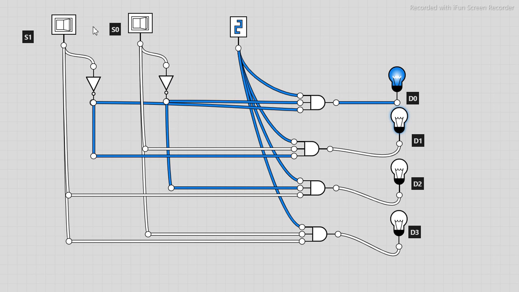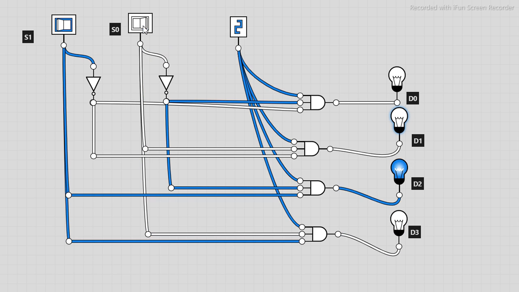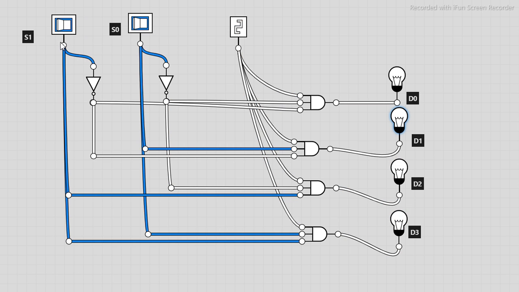When 0 0, the output D0 is 1. 0 1, D1 is 1. 1 0, D2 is 1. 1 1, and D3 is 1.